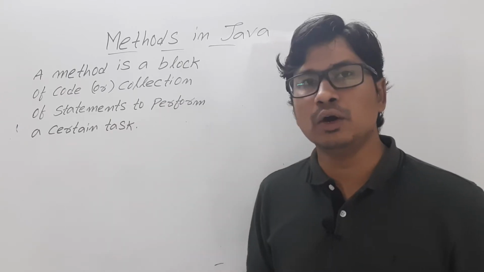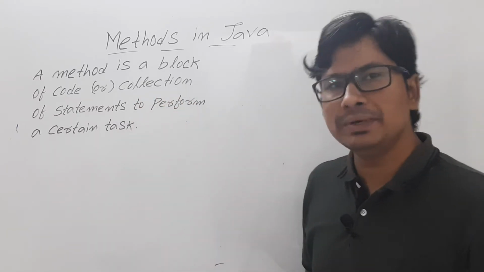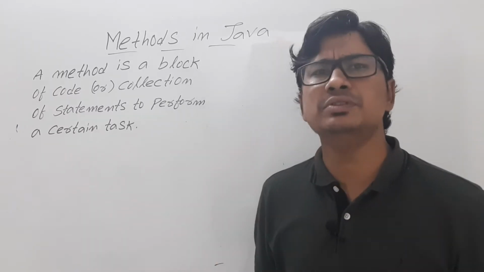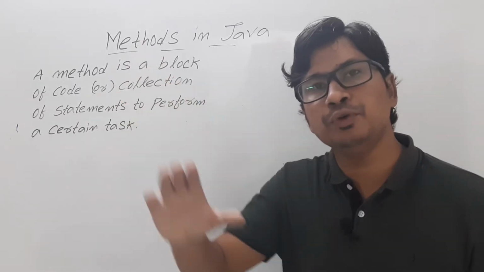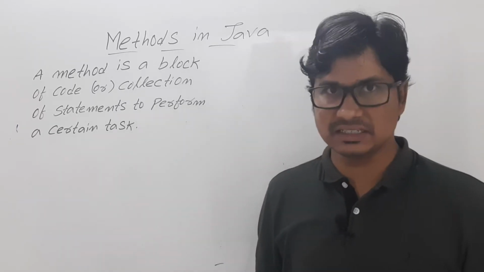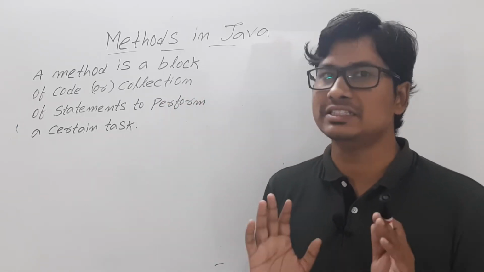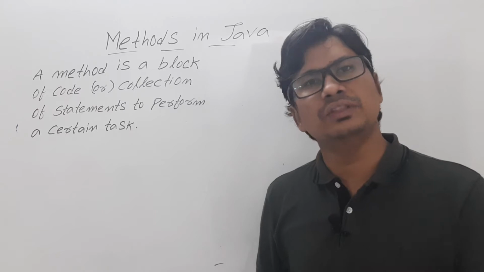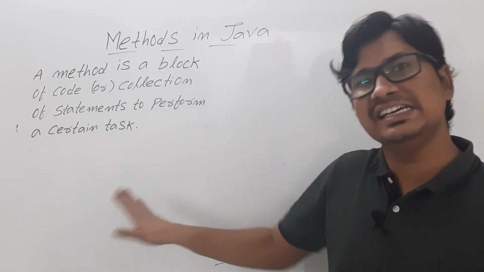Then a lot of people will get a doubt: sir, a function is also a block of code or a collection of statements to perform a certain task. Then what is the difference between a function and a method? In a procedure-oriented language, we call it a function. But Java is a pure object-oriented language, so everything you need to write inside the class. Am I right? If you are writing a function inside a class, then you call it a method. If you are writing outside the class, as in C++ where you can write outside the class, there we call it a function. So a function outside the class, and a function inside the class is a method.